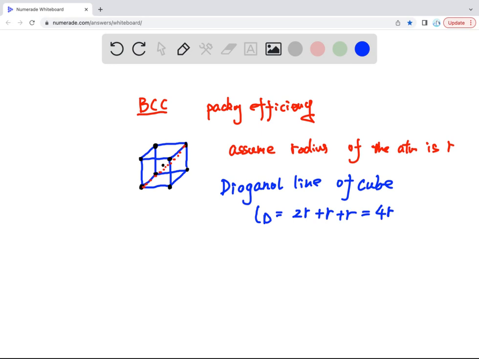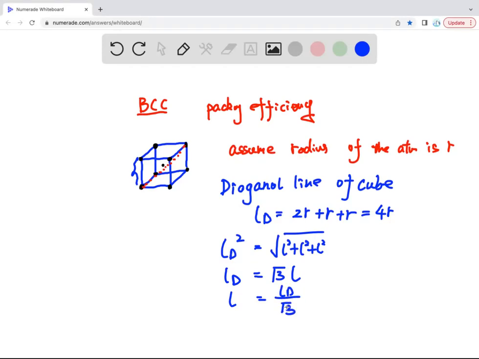And from here, we can calculate the length of the edge, right? Because the diagonal line squared equals the length squared plus length squared plus length squared, and then take the square root. So that means the diagonal line will equal square root 3 times L. So the L here will be the diagonal over square root 3. So it becomes 4 over square root 3 times the radius.